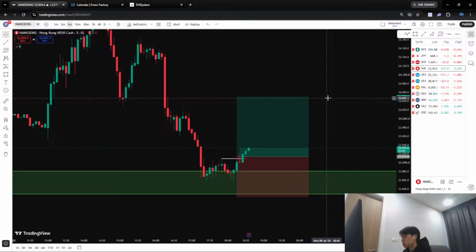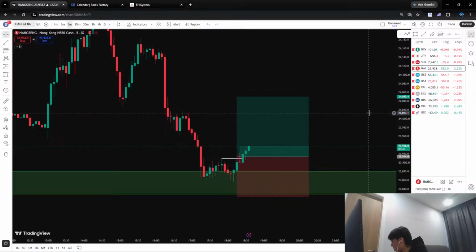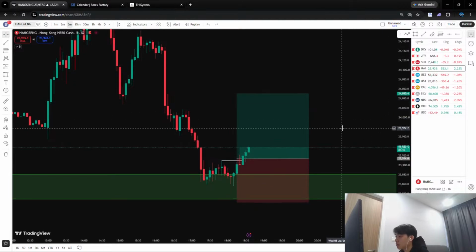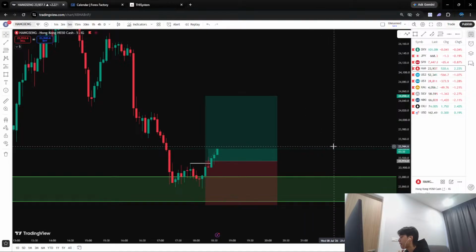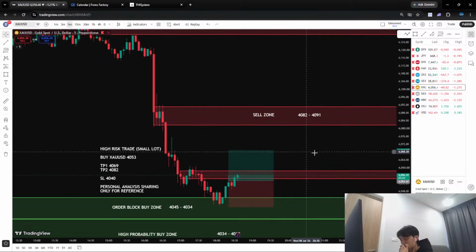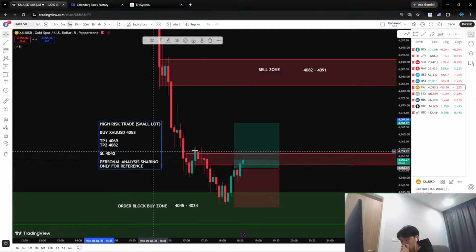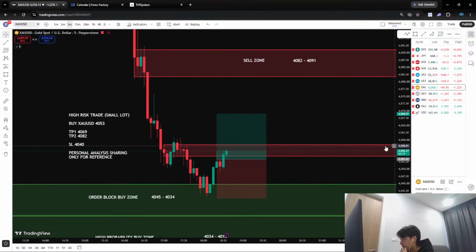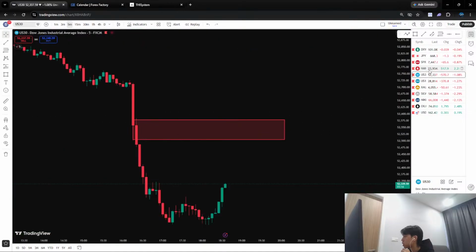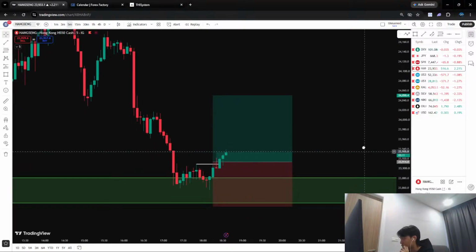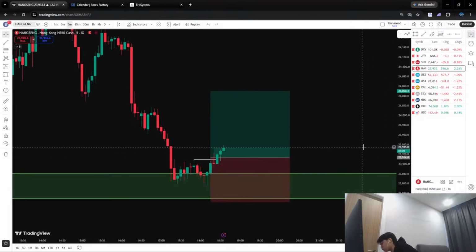Let's see what we can do right now. Hang Seng is going up. Gold is also going up, around 5.6. We can only wait, right? Gold is going up, guys. Dow Jones is going up as well, but we are not in Dow Jones, we are in Hang Seng. Hang Seng is still around 20 pips.